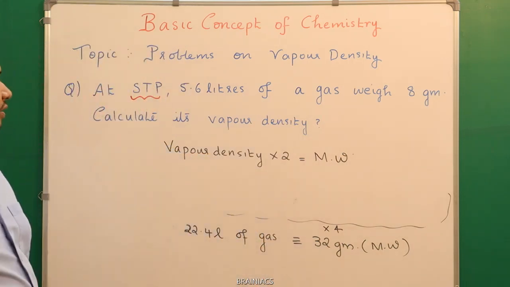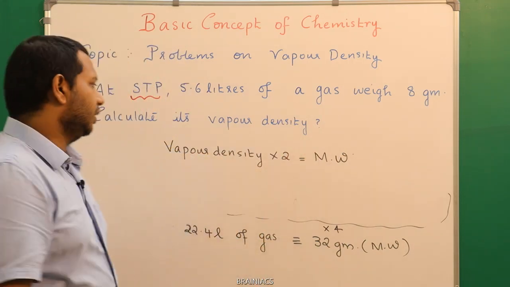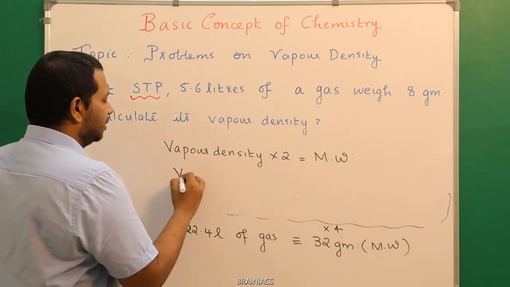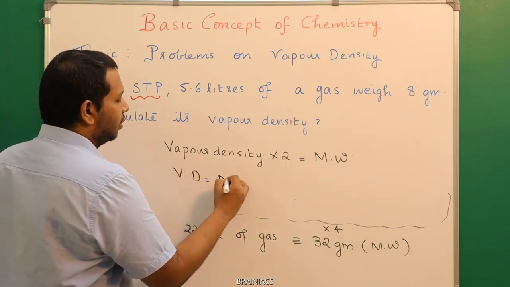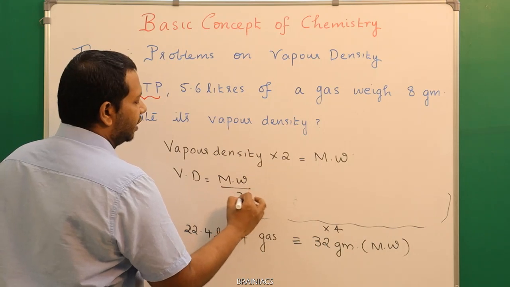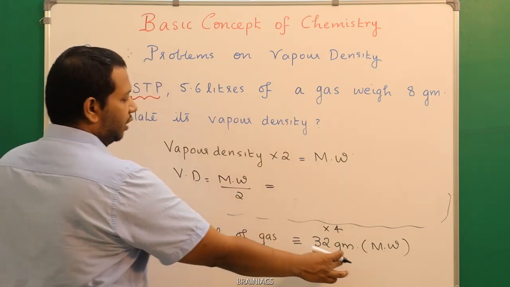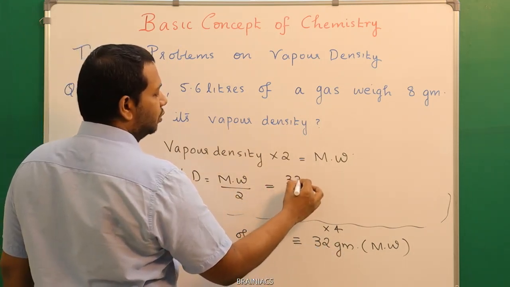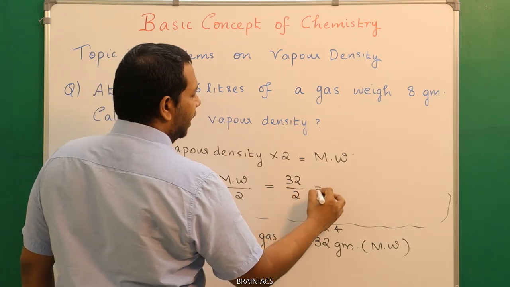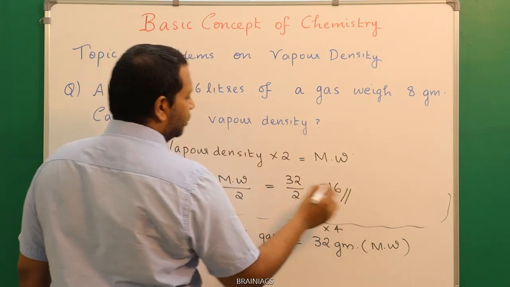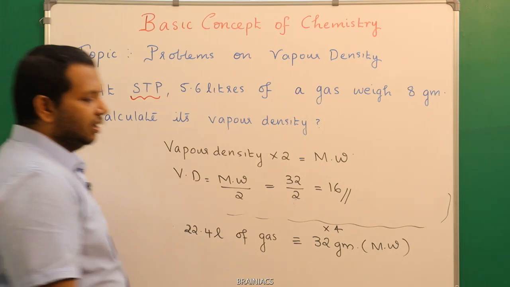Correct. Vapor density times 2 is molecular weight. So what is vapor density then? Vd is equal to molecular weight divided by 2. So molecular weight we calculated, that is 32 divided by 2, and the answer is 16. So the vapor density is 16 in this case.